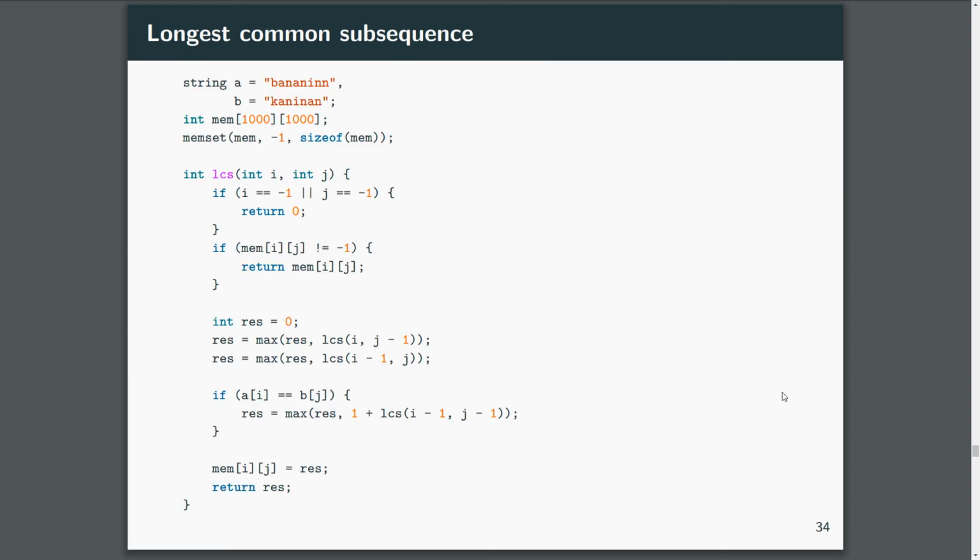So this will look like this. We have our base cases, our memoization here, and then we try moving in B. Then we try, okay, what if we move in A? Okay, do the characters match? Well then, let's try taking the character and moving in both strings.